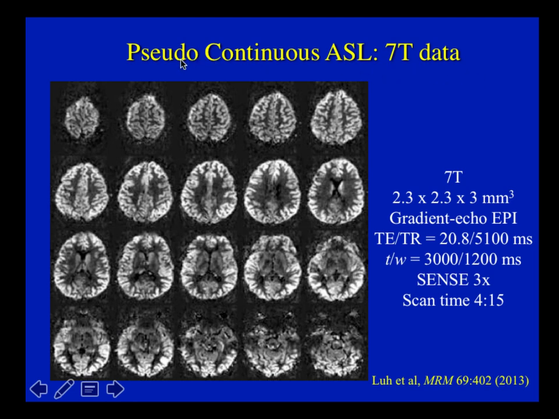We have also extended this pseudo-continuous ASL technique to 7 Tesla, and at 7 Tesla this was a little bit problematic because of off-resonance effects. We had to acquire some additional calibration data, but when you make the corrections from the calibration data, you can see that we can get quite good perfusion maps throughout the brain. These images took only about 4 minutes, with about 2.5 millimeter in-plane resolution.